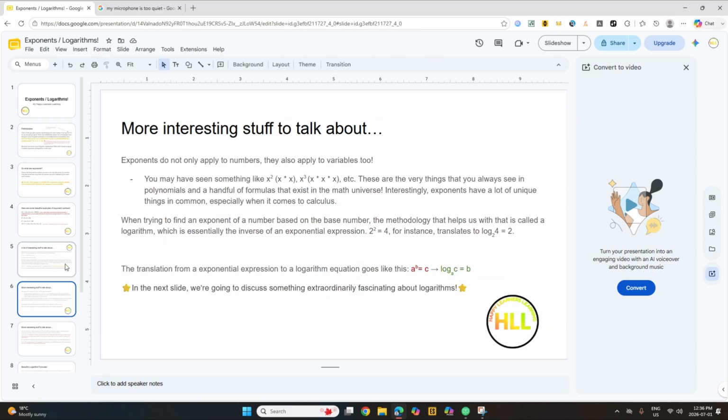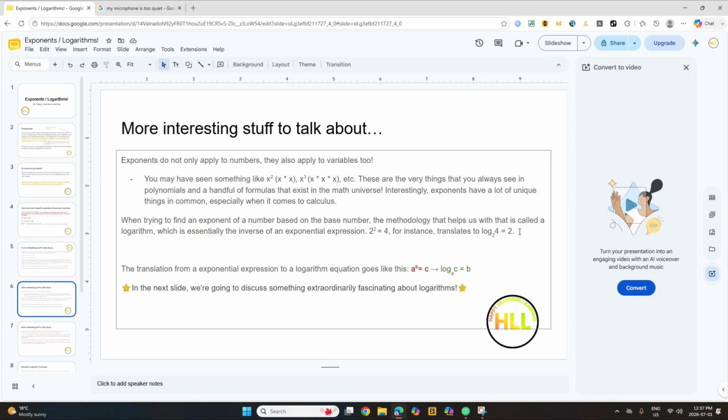Now there are lots of interesting things that are yet to be talked about. Exponents do not only apply to numbers; they also apply to variables too, which is interesting. Because think of how you saw those teeny weeny numbers on top of a letter. You're going to see stuff like x squared, x cubed. You're going to see stuff like this in high school.